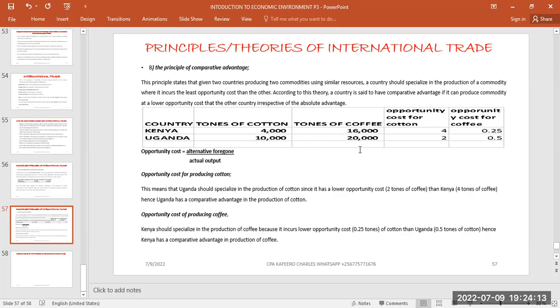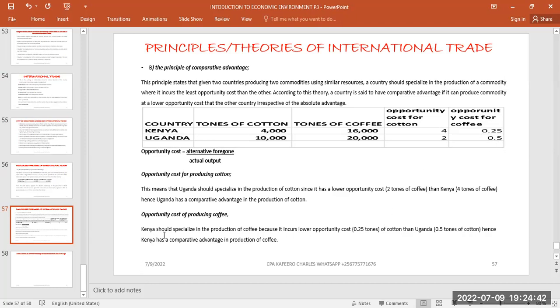So if we look at Uganda to produce coffee, it has to forego 1,000 tons of cotton. If you get the alternative foregone, which is 1,000 divided by the 20,000, you will get 0.5. That is half a ton. So you now compare and see which one is the smallest.